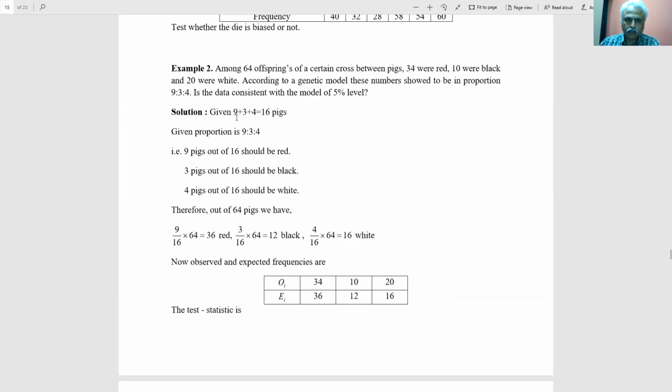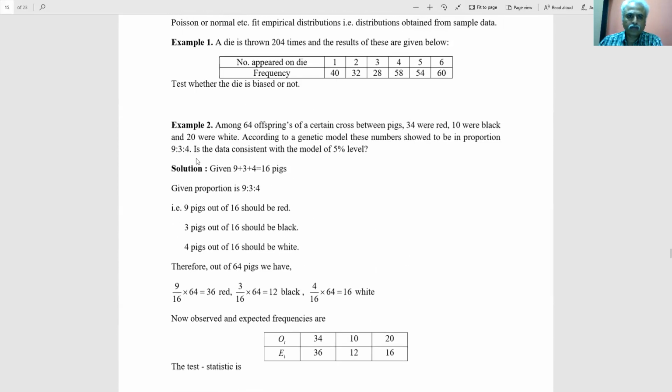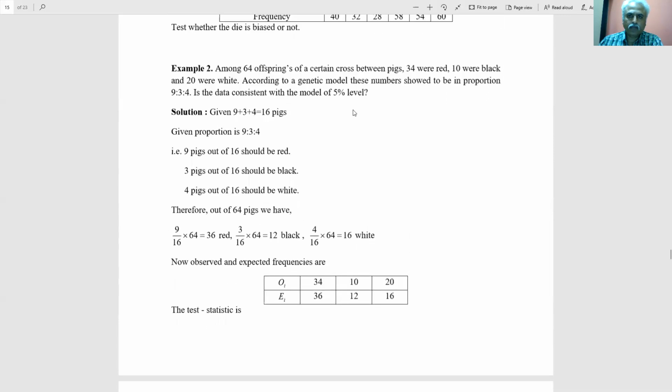The given proportions are 9, 3 and 4, which add up to 16. Out of 16, the theory tells that 9, 3, 4 should be the red, black and white proportions. So 9 out of 16, 3 out of 16, 4 out of 16 for red, black, white. Simple arithmetic: out of 64, according to the theory, what should happen? For 16 there are 9, so for 64, according to theory, 36. But according to observed frequencies, 34.